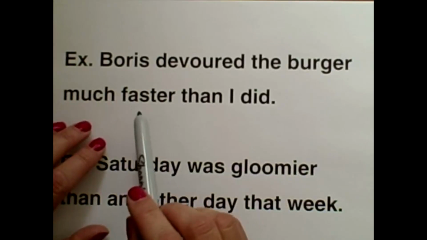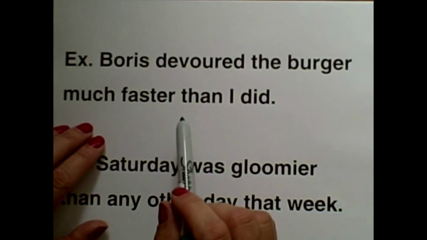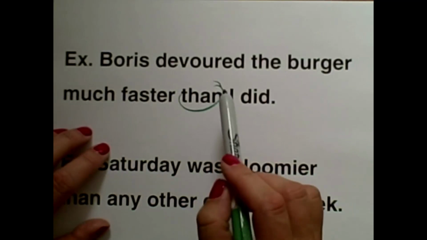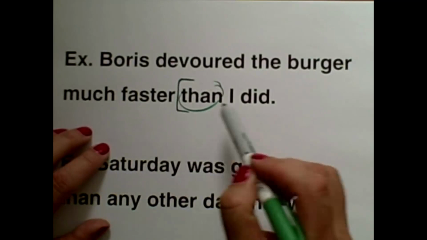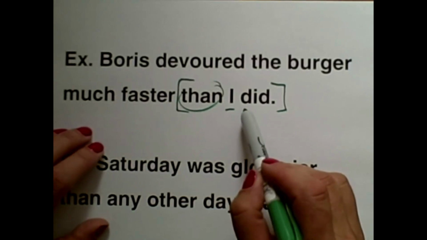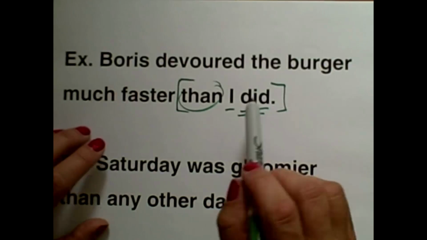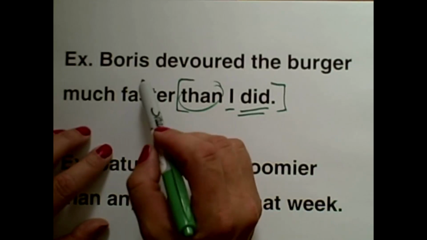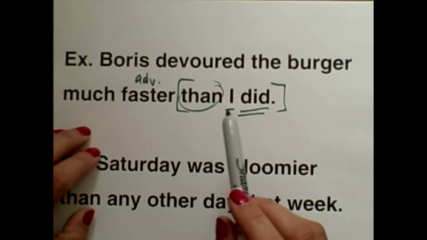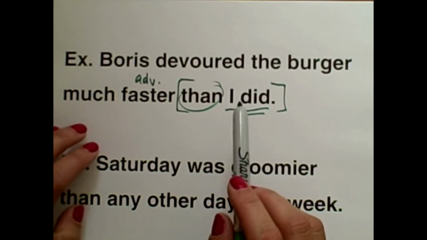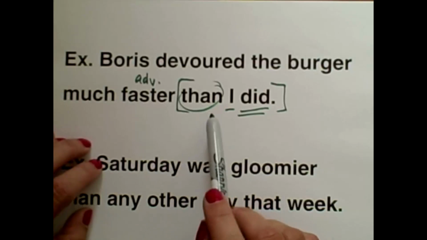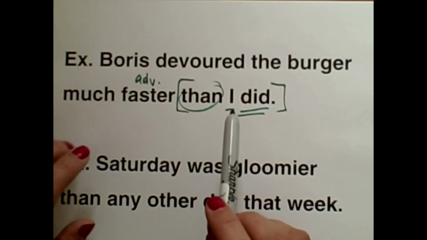Boris devoured the burger much faster than I did. The subordinating conjunction, the trigger word, is than, which makes than I did the adverb clause, with I being the subject and did being the verb in my clause. The whole clause modifies the adverb faster. The questions get a little funky when our clauses modify adverbs. In what manner did Boris devour faster? Faster than I did. Like I said, funky.